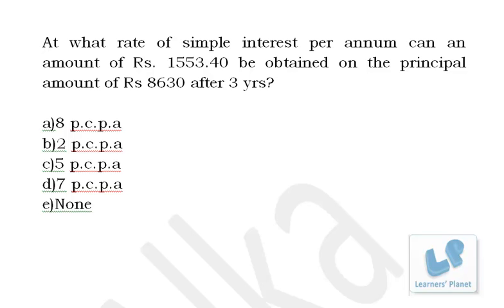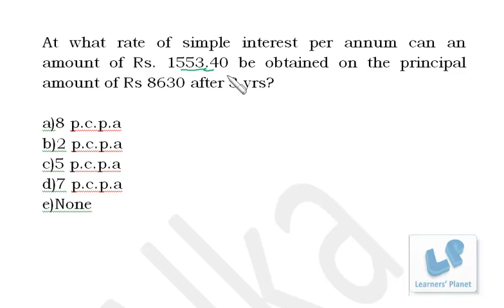Now friends, let's see this problem. Here, at what rate of simple interest per annum can an amount of rupees 1553.40 be obtained on the principal amount of rupees 8630 after 3 years? See, 1553.40 is being obtained as simple interest, right? This is actually simple interest for 3 years, right? So 1/3 of this will be the simple interest per annum.